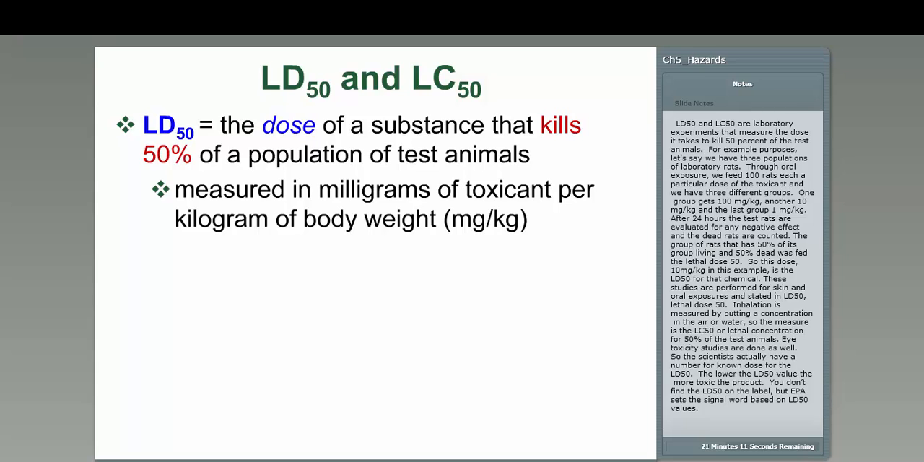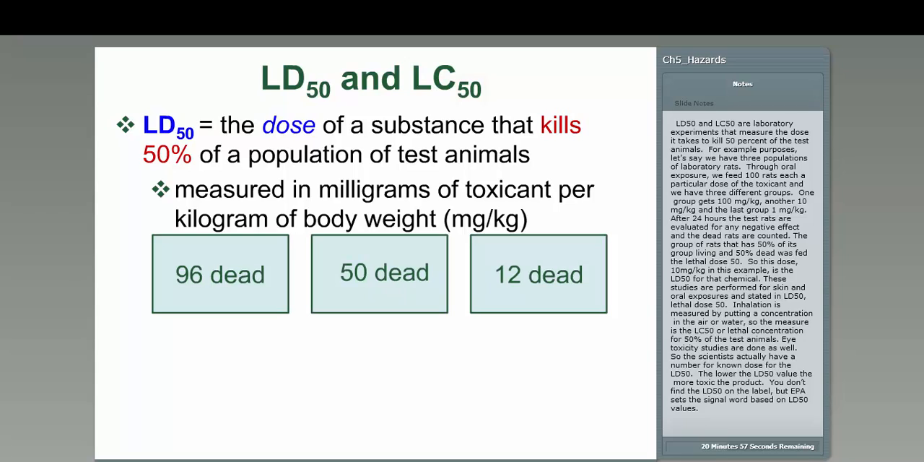LD50 and LC50 are laboratory experiments that measure the dose it takes to kill 50% of the test animals. For example purposes, let's say we have 3 populations of laboratory rats. Through oral exposure, we feed 100 rats each a particular dose of the toxicant, and we have 3 different groups. One group gets 100 milligrams per kilogram, another 10 milligrams per kilogram, and the last group 1 milligram per kilogram.